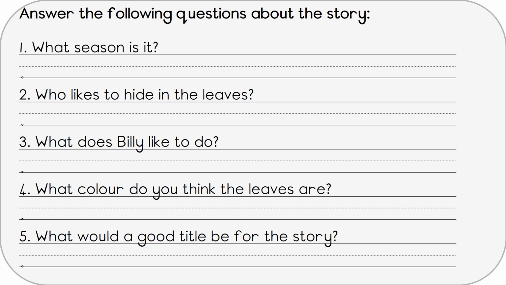And then you will have to fill in the answers to these questions. What season is it? So you refer back to the story. What season are they in? Number two is, who likes to hide in the leaves? Number three, what does Billy like to do? Number four, what color do you think the leaves are? So look at the season. What color are the leaves in that season that they are talking about in the story? And then lastly, what would a good title be for the story? We have been talking about titles of stories for the last couple of weeks. What title would you give this story?